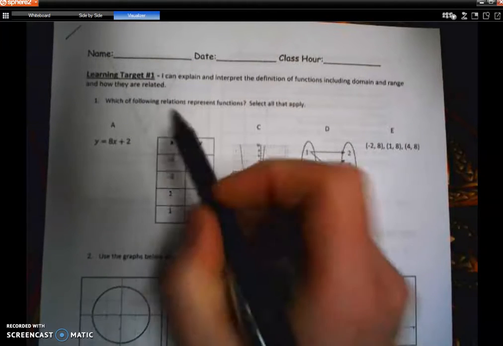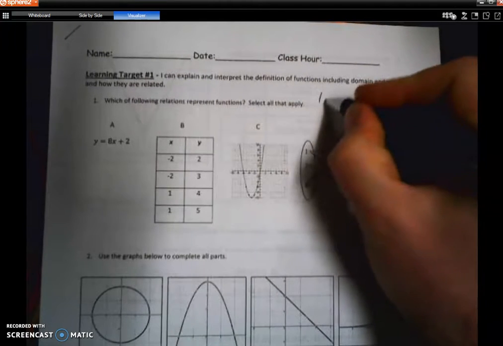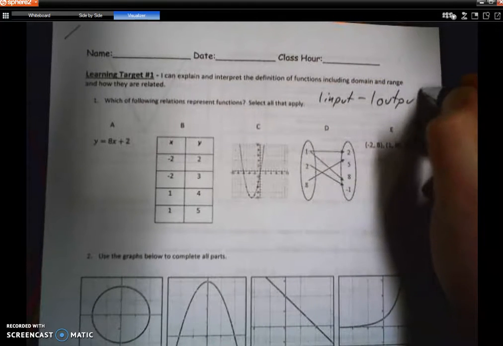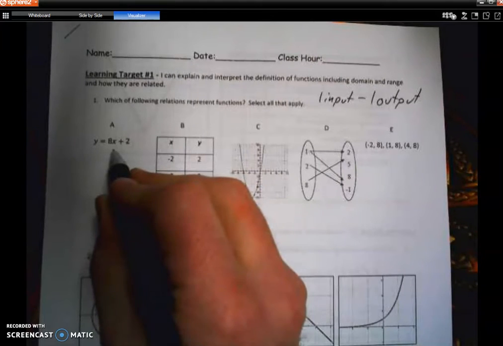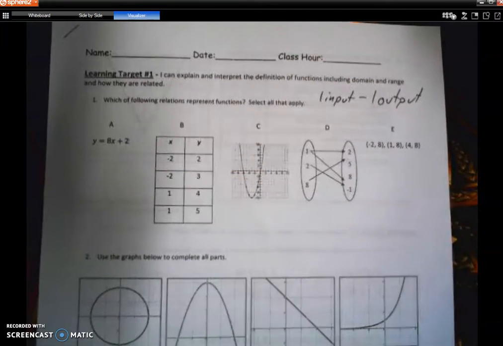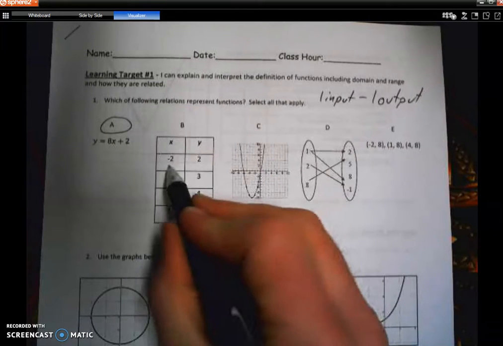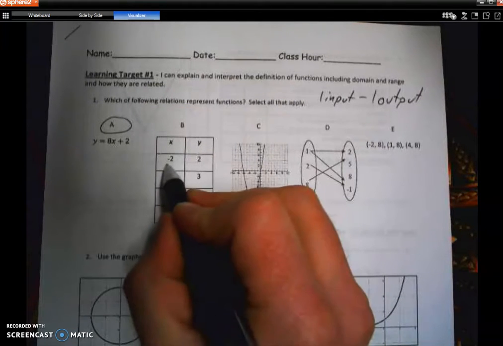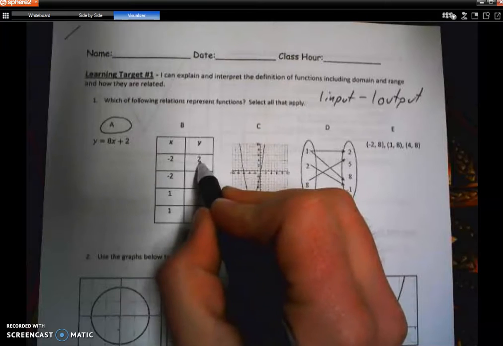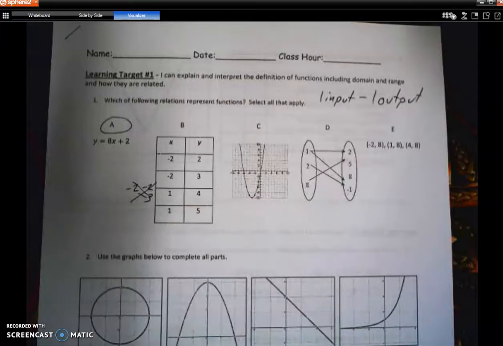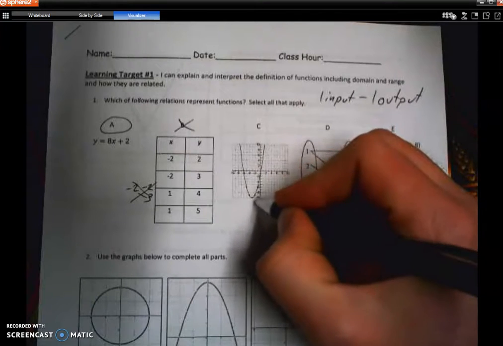Which of the following relations represent functions? And remember, one input to one output. Any equation like y equals mx plus b, so A is going to be a function for sure. One input, one output, right here. A negative 2 gives me a 2, and a negative 2 gives me a 3. That's one input to two outputs. That's not a function. Functions have one input, one output.